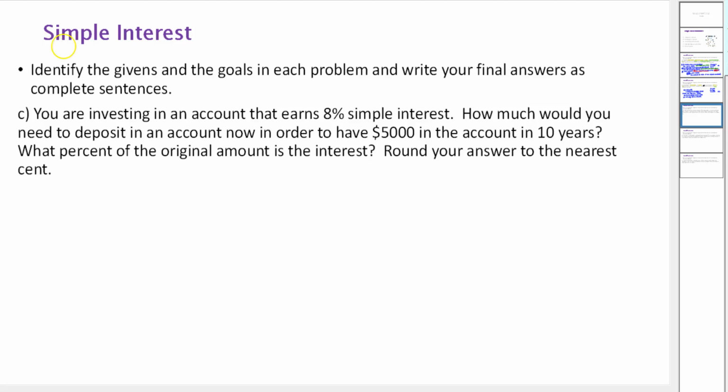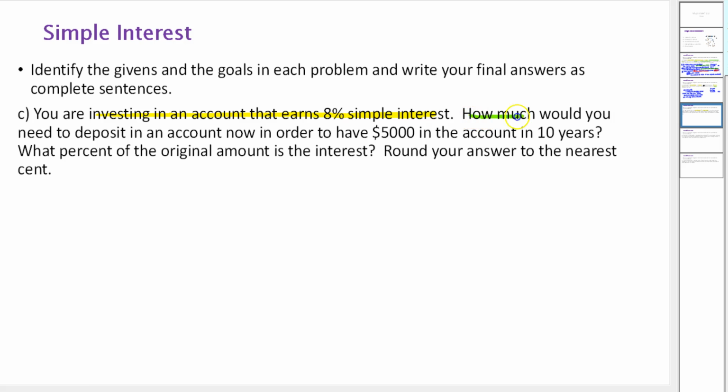In this video, we're going to look at a simple interest problem. Identify the givens and the goals in each problem and write your final answers as complete sentences. So you are investing in an account that earns 8% simple interest. Now, we already have the question coming up, but there's some more given information in there.